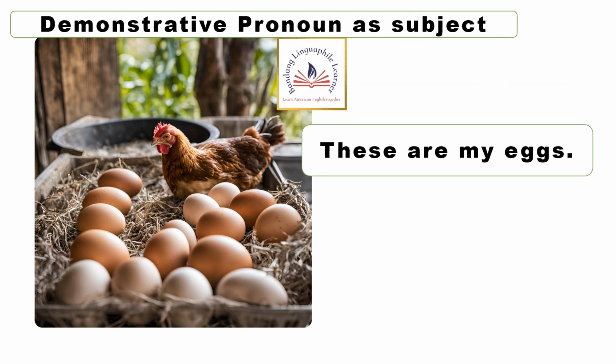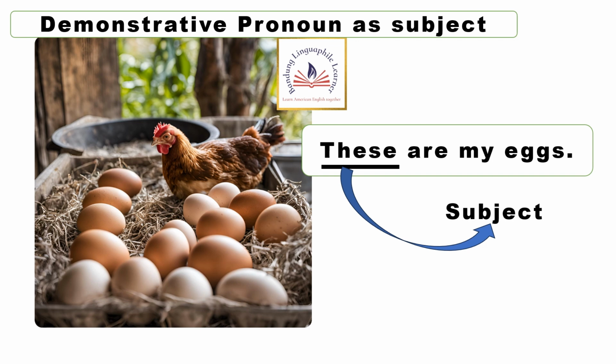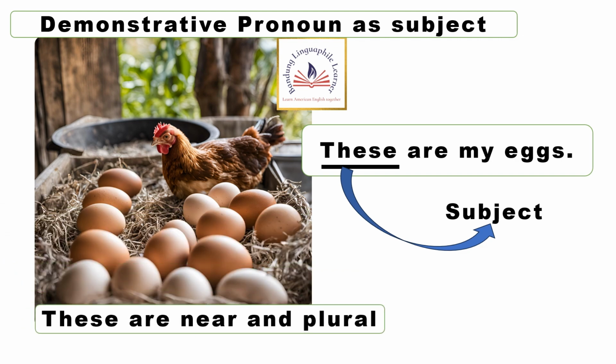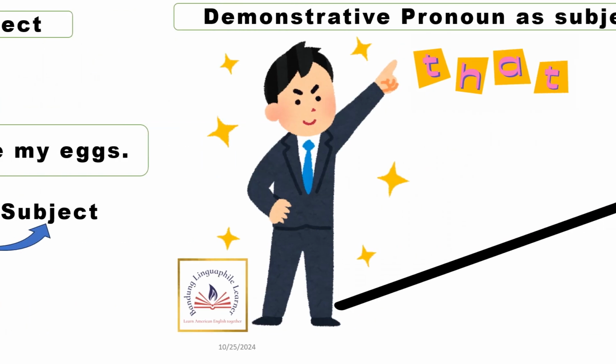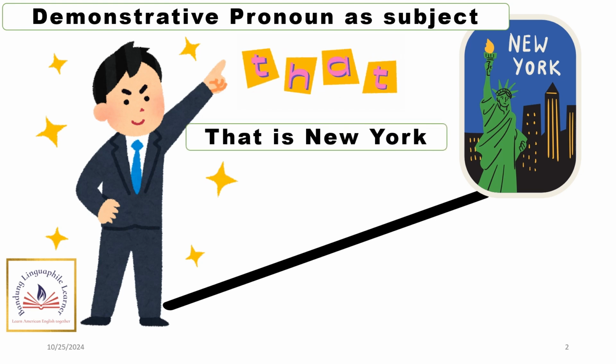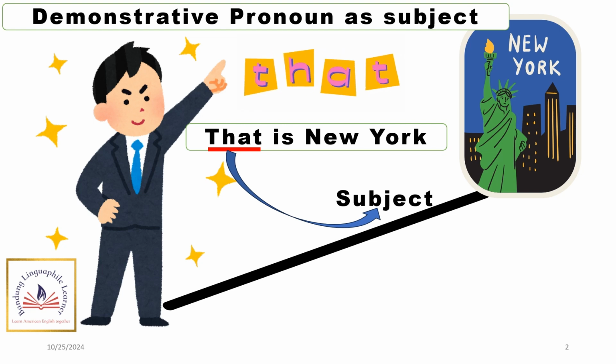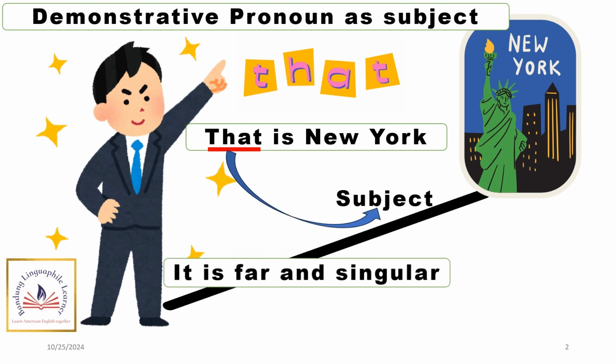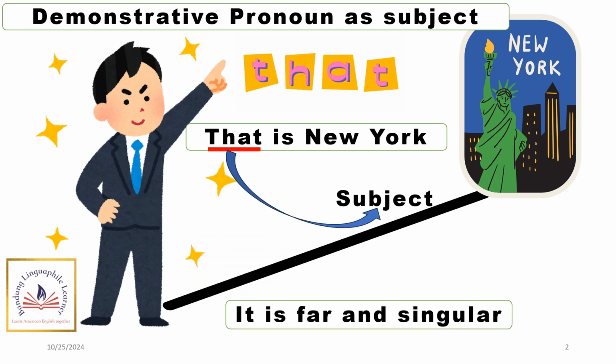These are my eggs. These is a demonstrative pronoun serving as the subject, indicating the eggs are nearby and plural. That is New York. That is the subject. That is a demonstrative pronoun. He uses that to indicate New York is far away.